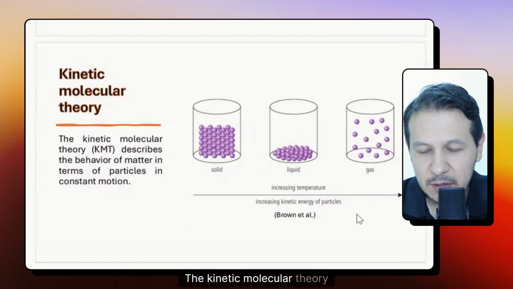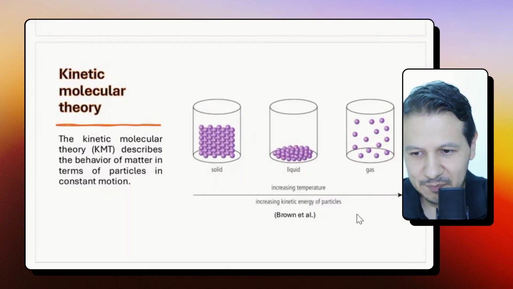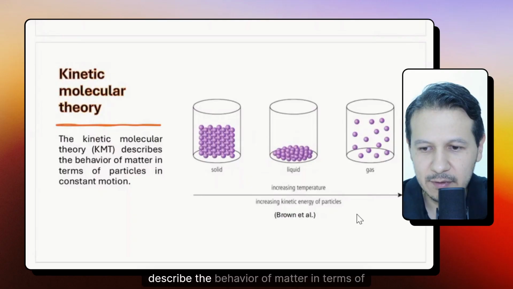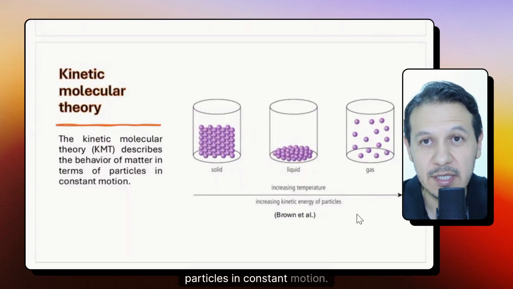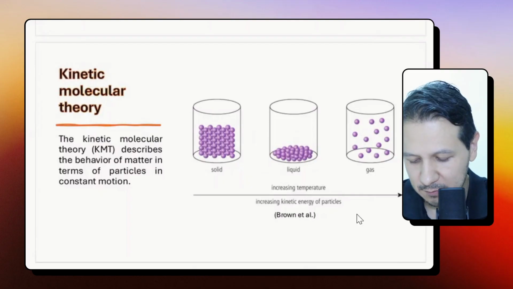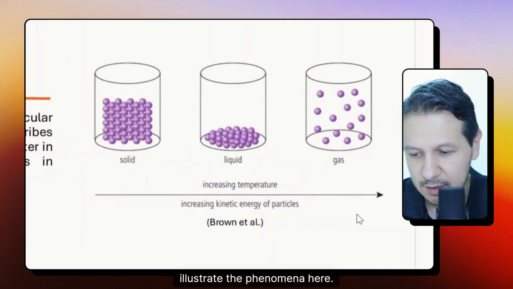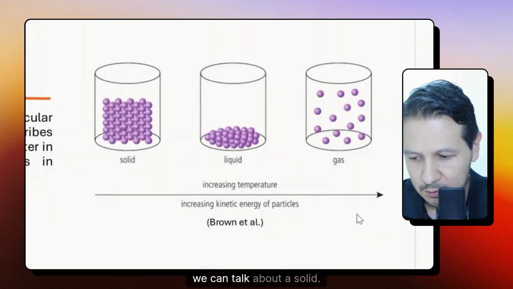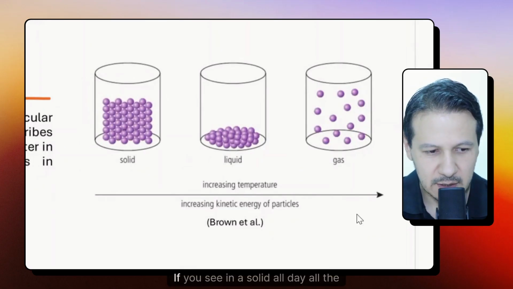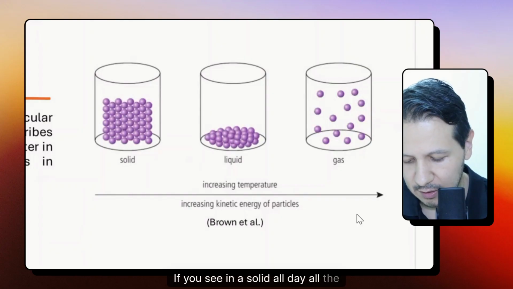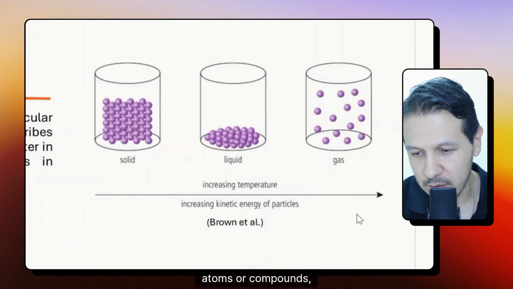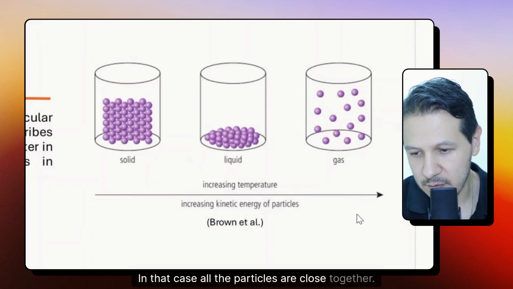The kinetic molecular theory describes the behavior of matter in terms of particles in constant motion. This is very interesting, and I think that this picture is the best to illustrate the phenomenon here. First, we can talk about a solid. In a solid, all the atoms or compounds, we could say the molecules in that case, all the particles are close together.